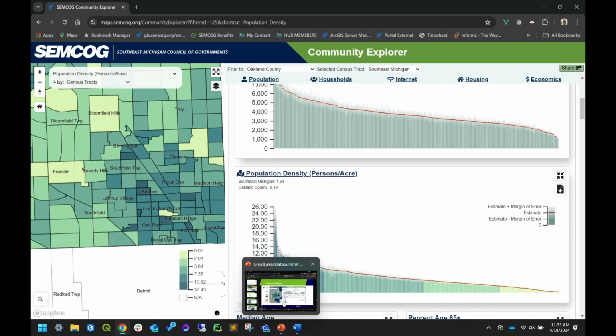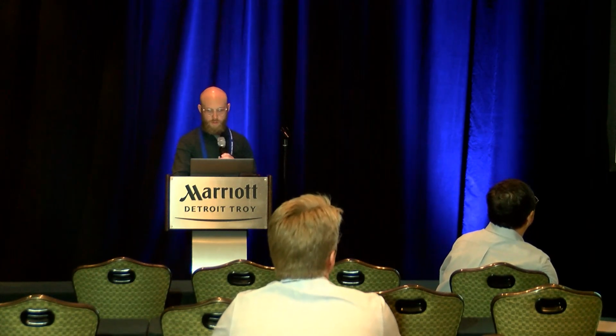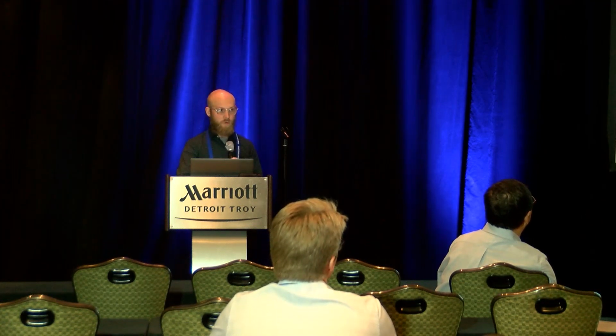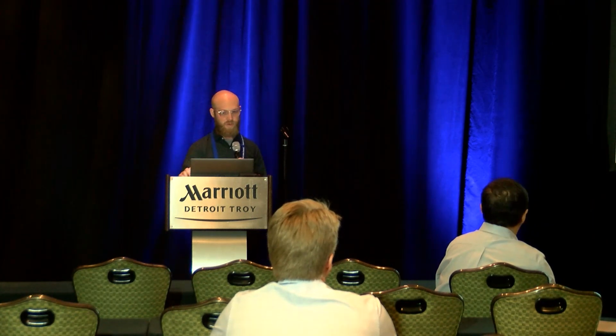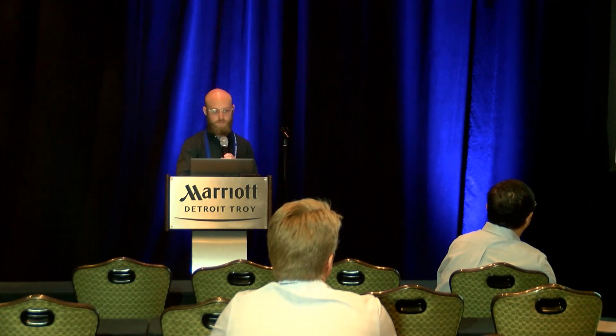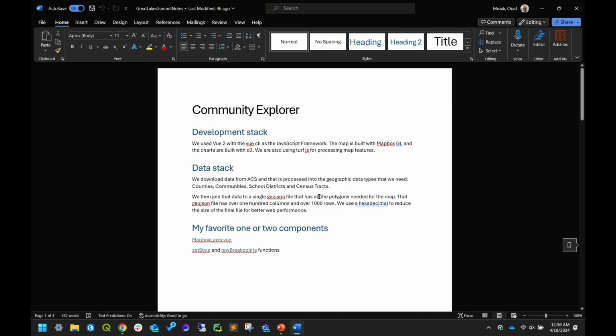A couple of other notes on the Community Explorer. We're using turf.js for maintaining the list of features that are on the screen. We're also using a Python script to grab all of the data that we need. We have information for counties, communities, school districts, and census tracts. We're bundling that all up using Python and GeoPandas, and combining it into one GeoJSON file.